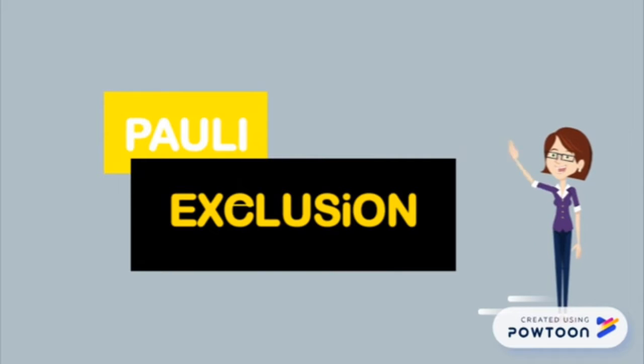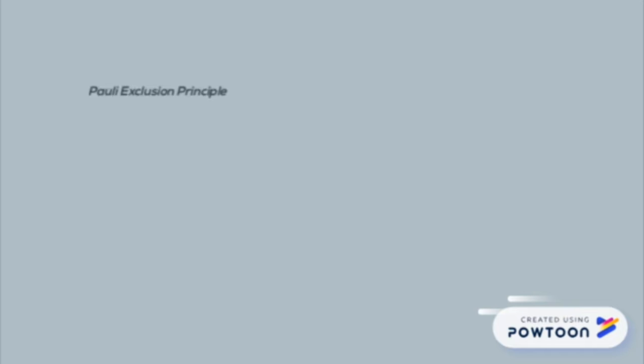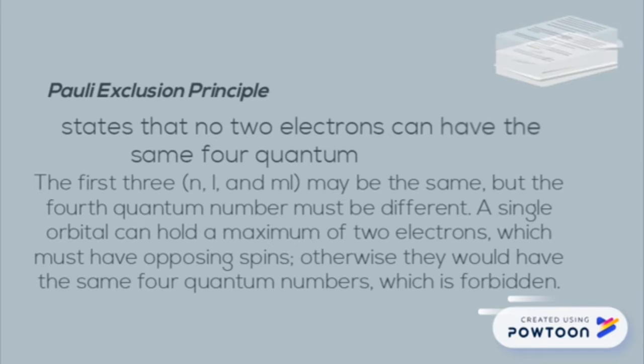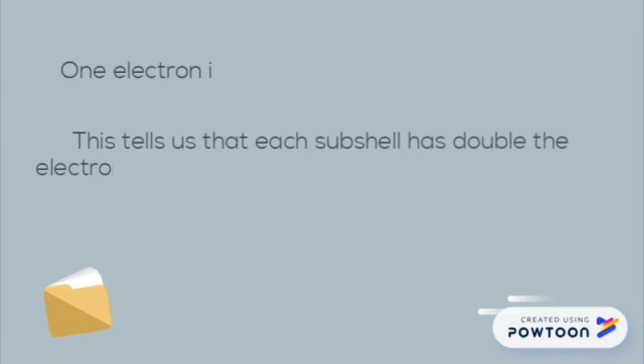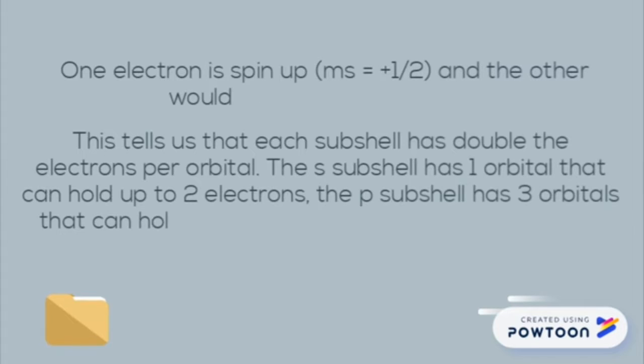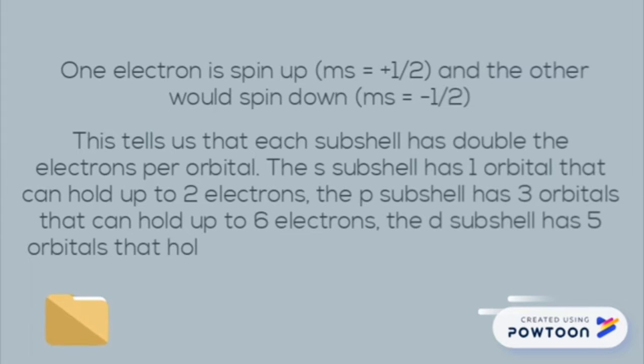Pauli exclusion. Pauli exclusion states that no two electrons can have the same 4 quantum numbers. The first 3, n, l, and ml, may be the same, but the 4th quantum number must be different. One electron is spin up and the other would spin down. This tells us that each subshell has double the electrons per orbital.